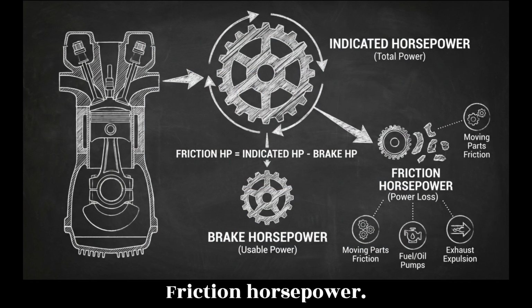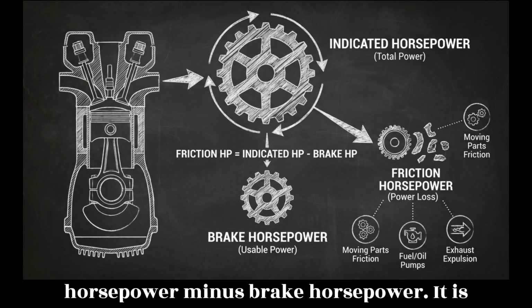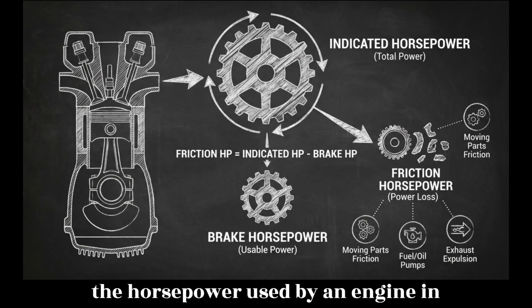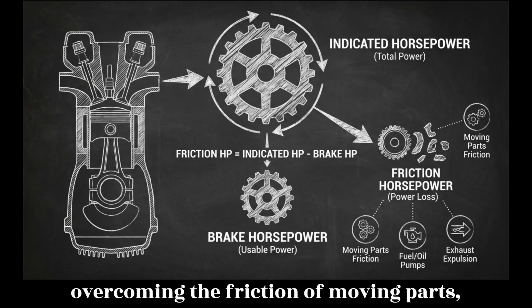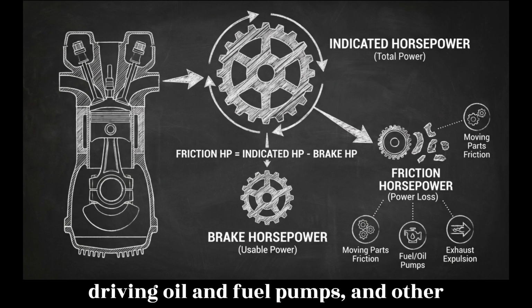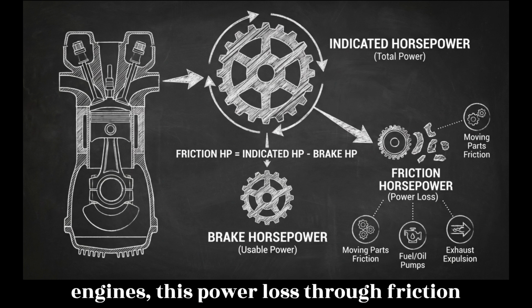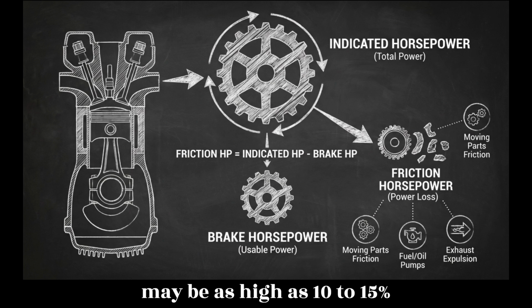Friction horsepower. Friction horsepower is the indicated horsepower minus brake horsepower. It is the horsepower used by an engine in overcoming the friction of moving parts, drawing in fuel, expelling exhaust, driving oil and fuel pumps, and other engine accessories. On modern aircraft engines, this power loss through friction may be as high as 10 to 15% of the indicated horsepower.